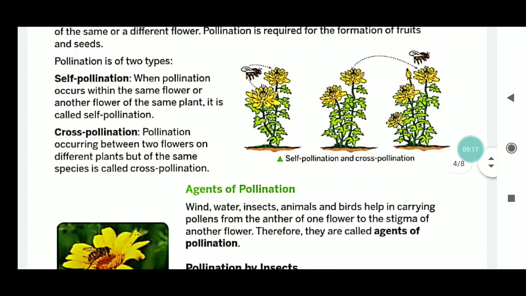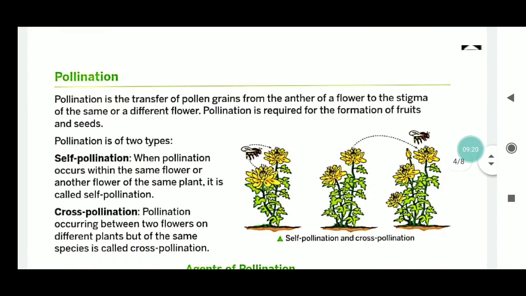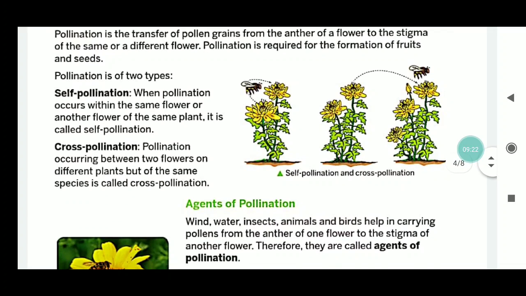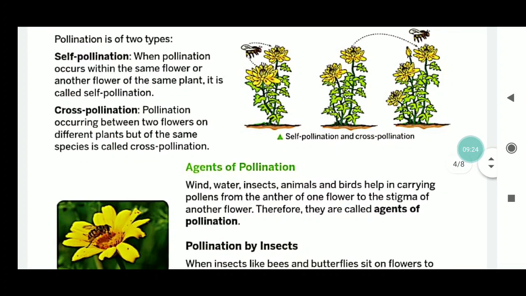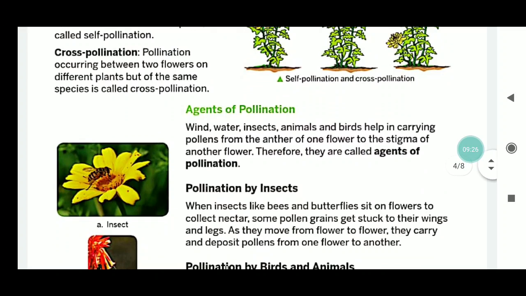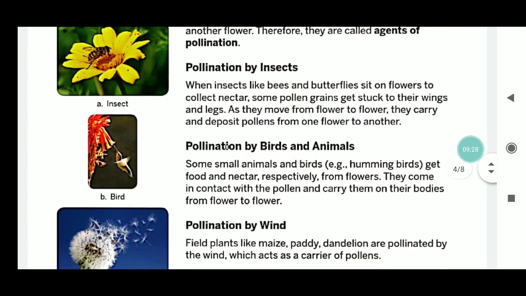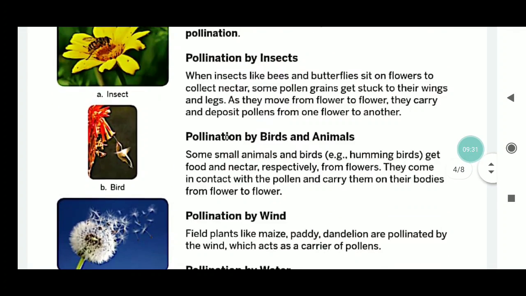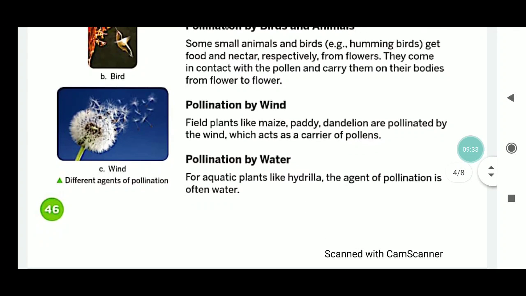So today we have read about pollination. What is pollination? What is self-pollination, cross-pollination and agents of pollination? There are different agents of pollination. Who are they? Birds, animals, insects, wind, water. They are the agents of pollination. So we have completed our chapter number 4, pollination.